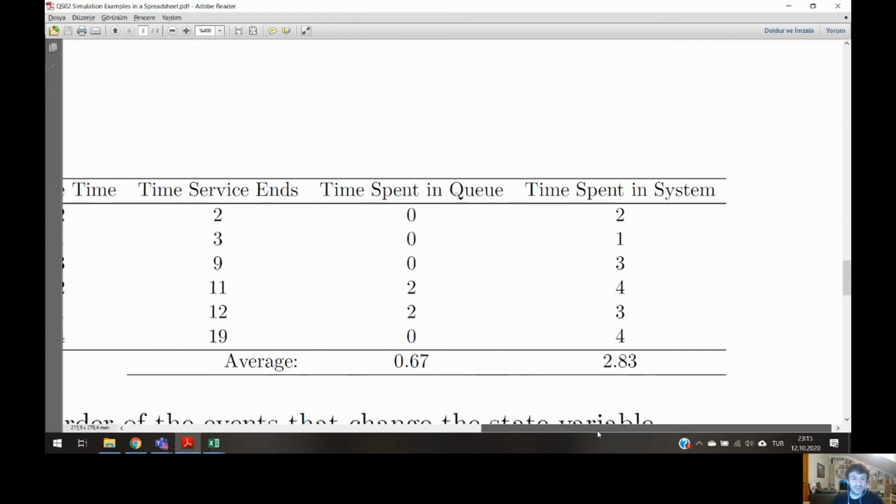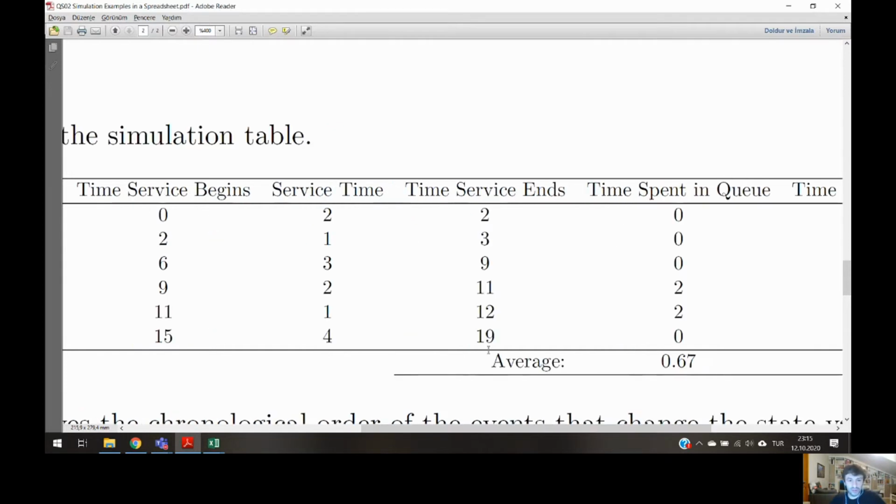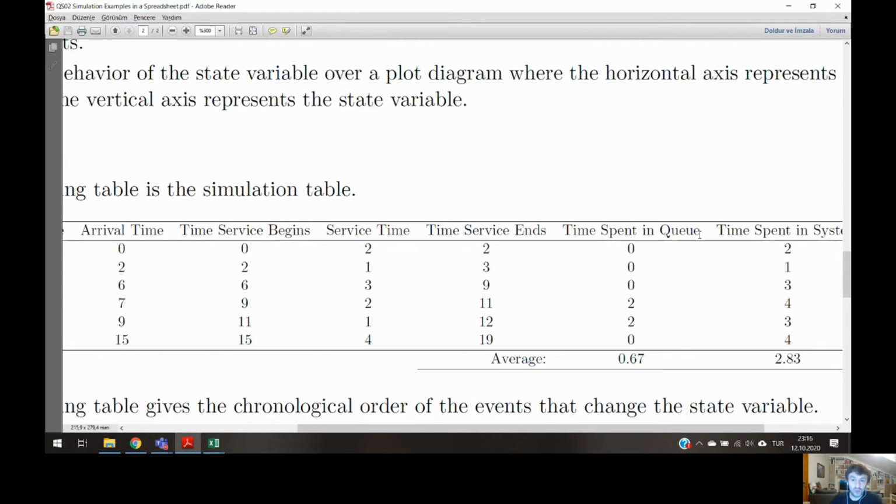After doing that, I'm just going to zoom out a little. We can calculate the time spent in the queue by each customer. Now, how can we determine the time spent in the queue? By looking at the difference between the time that service begins and the arrival time. The first customer, the second customer, and the third customer are just going to have 0 time in the queue. Their service will immediately start at their arrival.